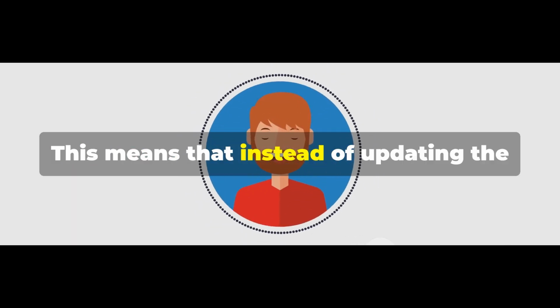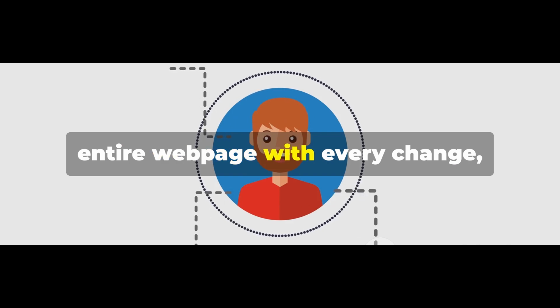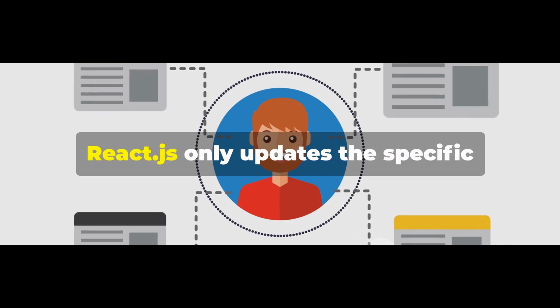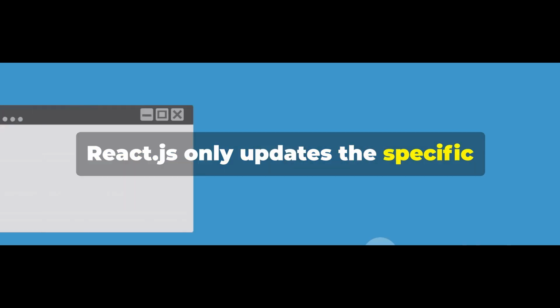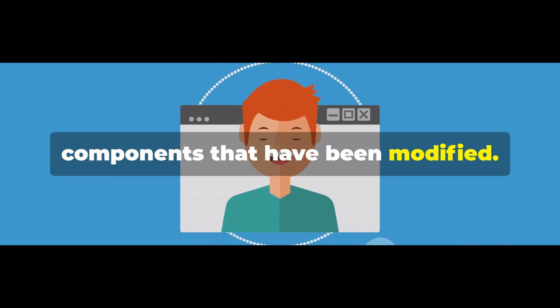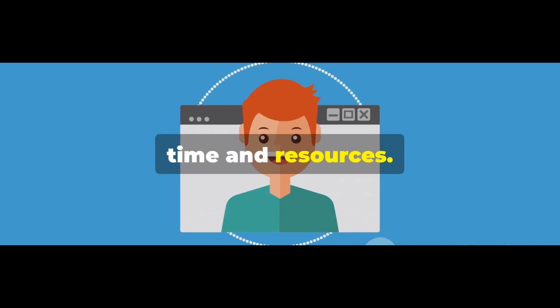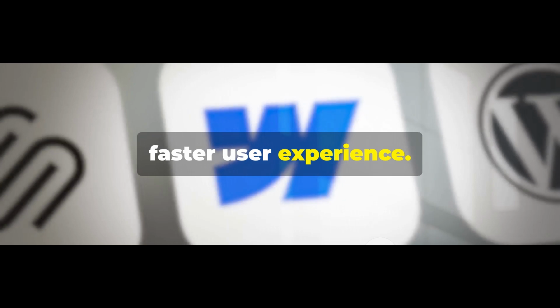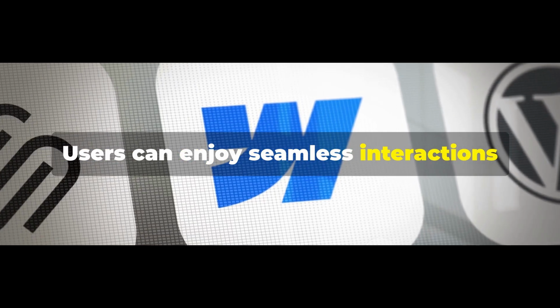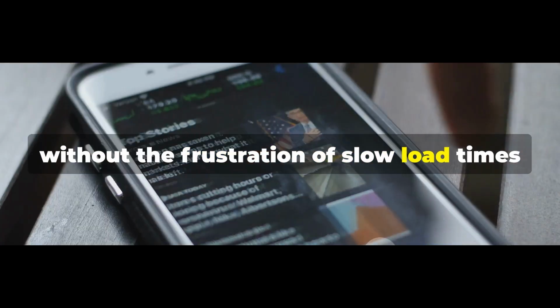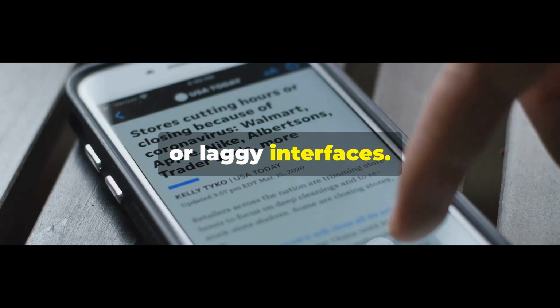This means that instead of updating the entire web page with every change, React.js only updates the specific components that have been modified. This selective updating process saves time and resources. This results in a much smoother and faster user experience. Users can enjoy seamless interactions without the frustration of slow load times or laggy interfaces.